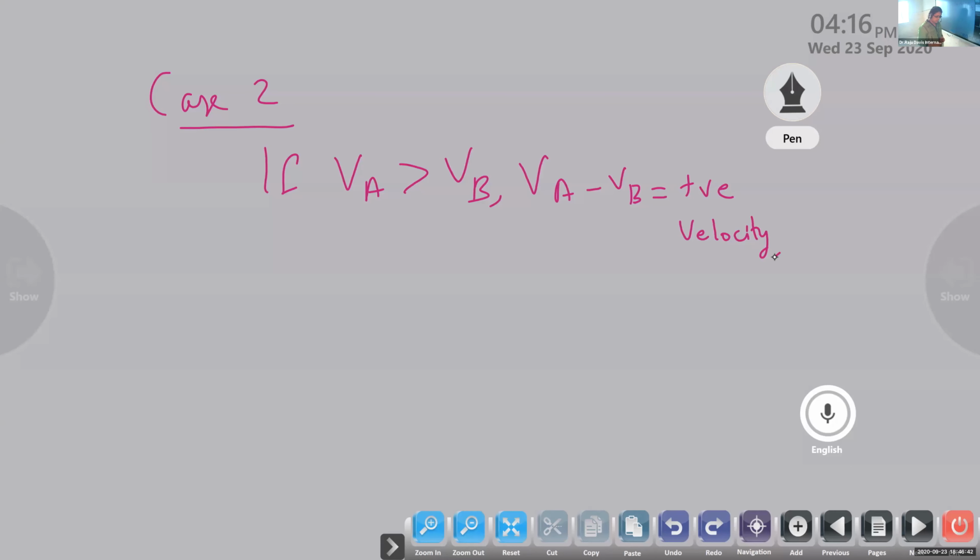So that is the first case. When VA becomes greater than VB, VA minus VB is positive, but VB minus VA becomes negative. Negative velocity means, I mean relative velocity.